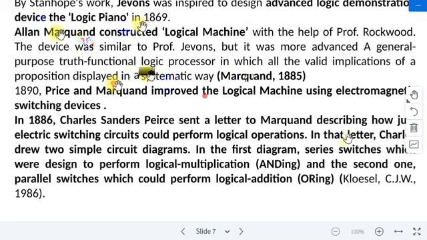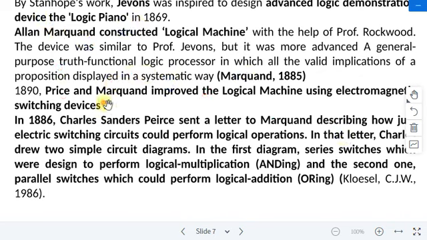And Price and Marquand improved the logic machine by using electromechanical switching devices. So the logic machine was built by using electromechanical switching devices, and we can see that this is the first step of using the electromechanical switch in the digital logic system.